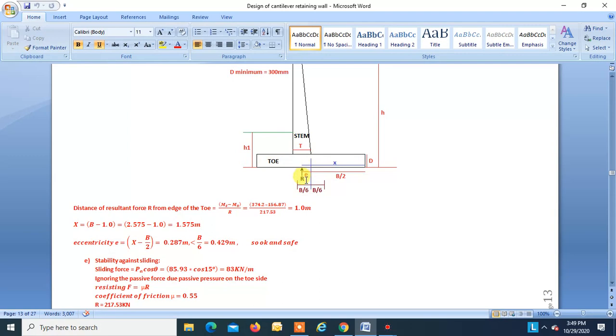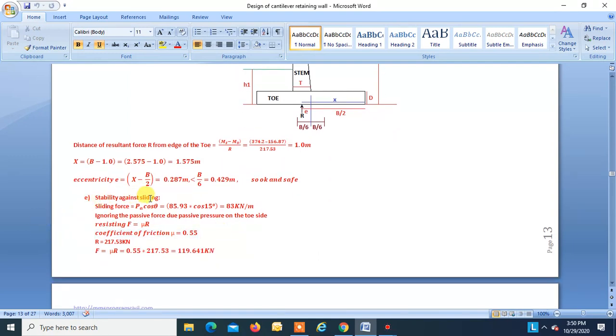Now we want to find E. If X is greater than B by 2, E is equal to X minus B by 2. Our X is greater than B by 2. So E is equal to X minus B by 2, which is 0.287. E is equal to 0.287 meters. So we can see that it is less than B by 6. B by 6 is 0.429. So our resultant R falls within the middle one third of the base slab. So it is okay and safe.